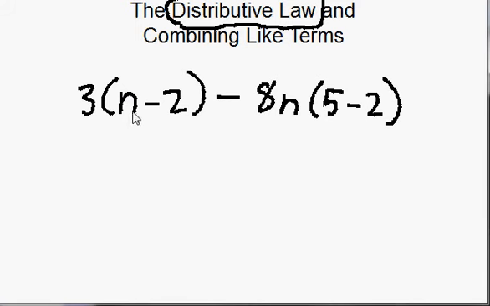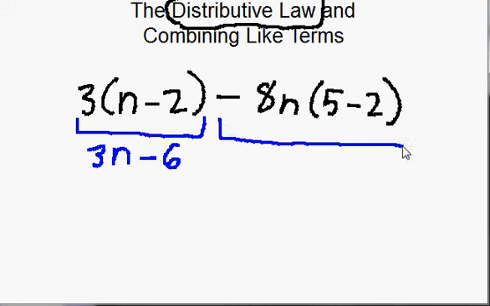So what's 3 times n? If I distribute this quantity here, I get 3n, and then 3 times negative 2 is negative 6. So I've got 3n minus 6. And then over here, I have to remember to keep this negative sign. So what's negative 8n times 5? Well, you multiply the numbers together here. 8 times 5 is 40. But don't forget the negative sign. So we got a negative 40n.